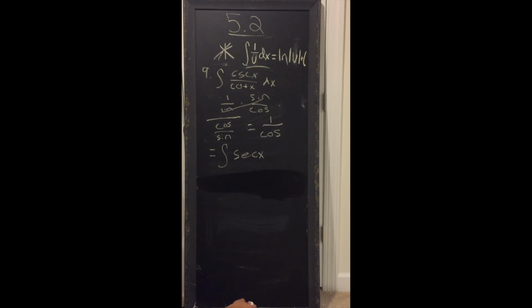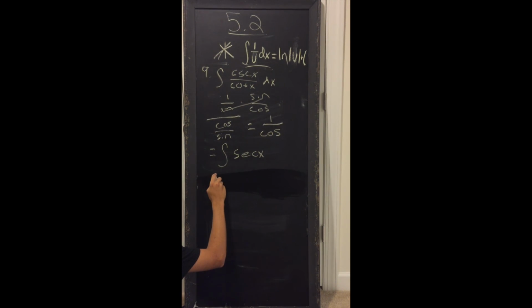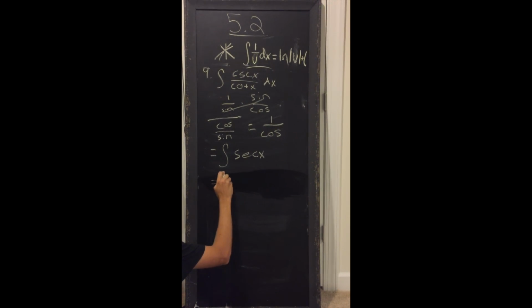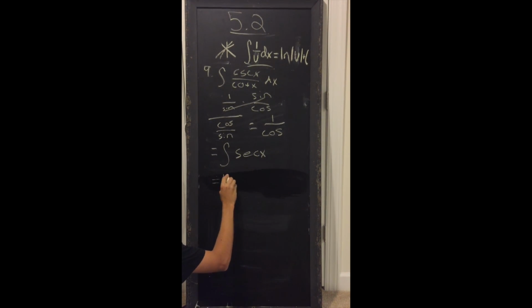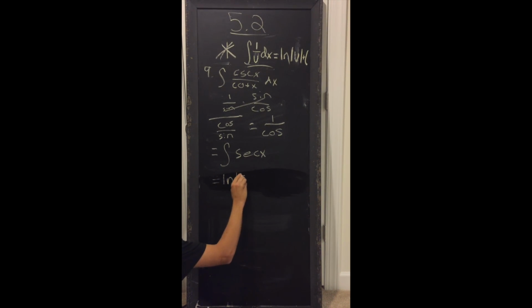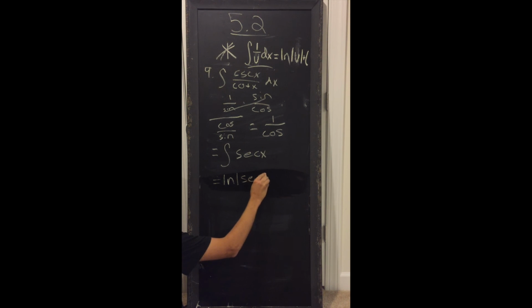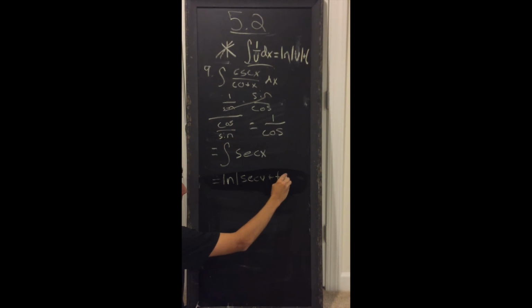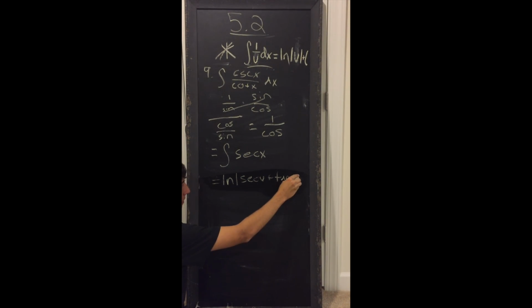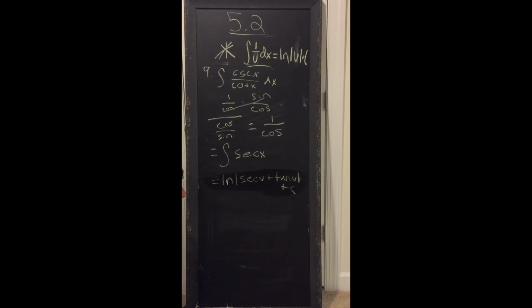Using the 6 basic trig function integrals, the integral of secant u du equals natural log of the absolute value of secant u plus tangent u, plus c. Actually, it's x.